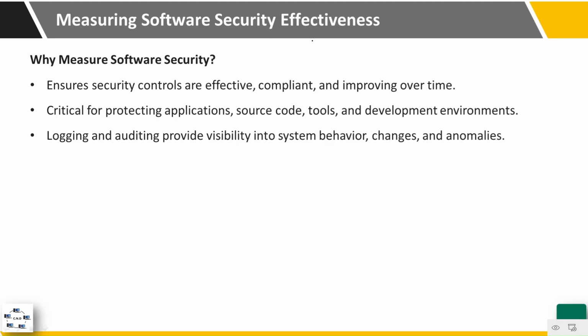Measuring software security effectiveness. So why do we need to measure software security? Measuring software security ensures security controls are effective, compliant, and improving over time. It is critical for protecting the applications, source code, tools, and development environments. Logging and auditing basically provide visibility into system behavior changes and anomalies.